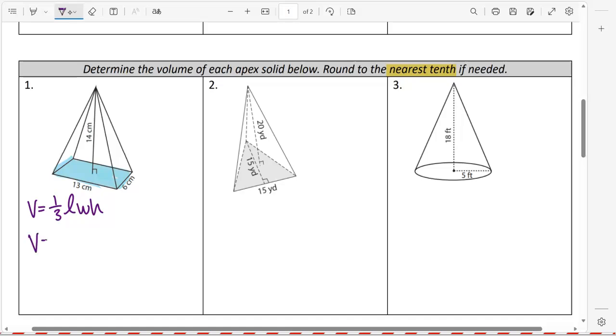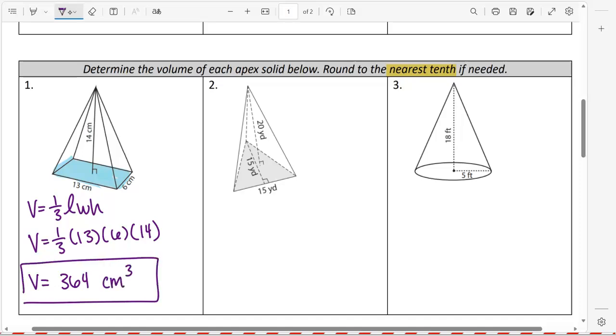So volume is equal to 1/3 times the length times the width times the height. The length here is 13, the width is 6, and the height is 14. You're going to put all of that in your calculator at the same time, and when you do, you learn that volume is 364 cubic centimeters. It's very important that we include our units of measurement all the time.